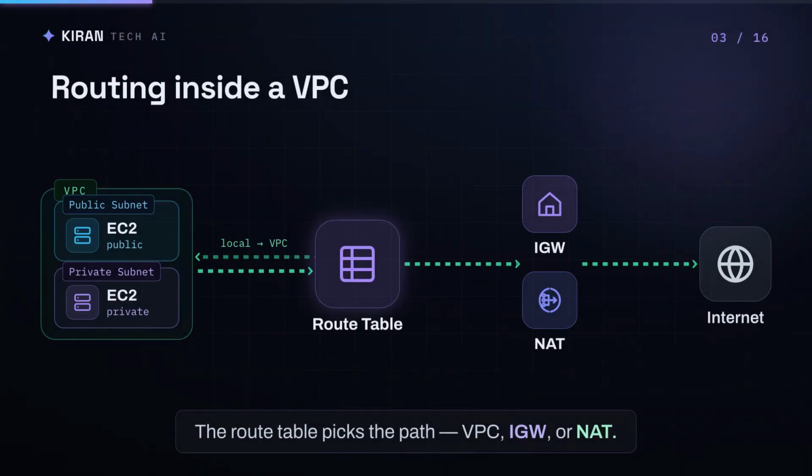Let's picture this inside a VPC, which is your own private network in AWS. Here we've got a VPC split into two subnets, a public subnet with an EC2 server that's allowed to face the internet, and a private subnet with an EC2 server that should stay hidden. In the middle sits the route table, and it's the thing choosing the path. It can send traffic locally, meaning it stays inside the VPC. It can send it to an internet gateway, which is the door out to the open internet. Or it can send it to a NAT Gateway, which lets private servers reach out without being exposed. The route table is the decision maker that picks one of those roads for every packet.